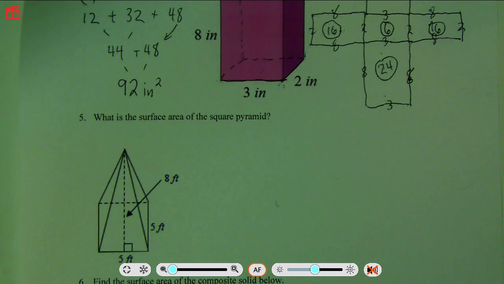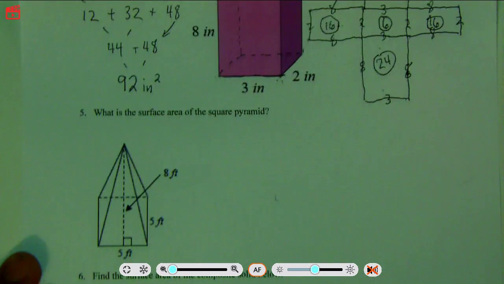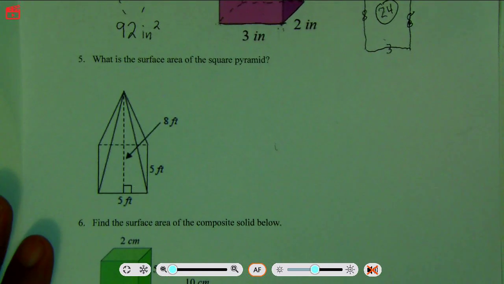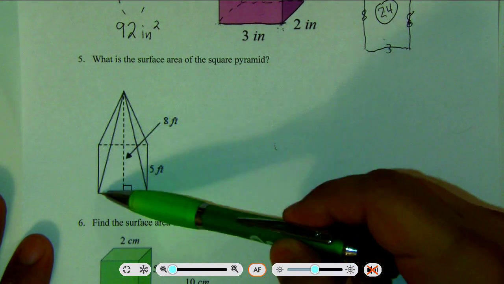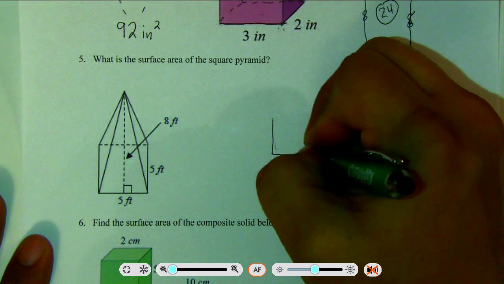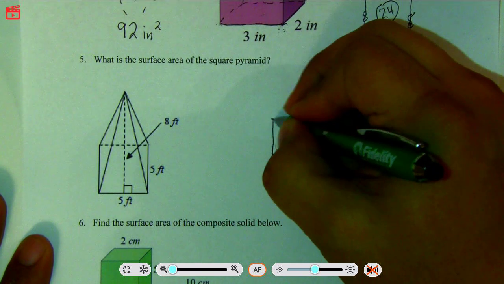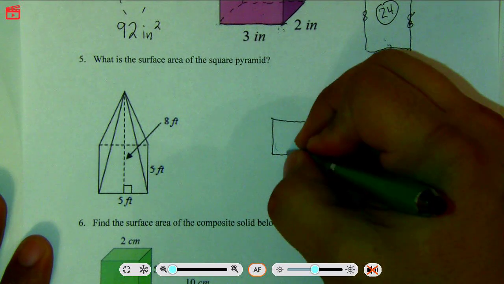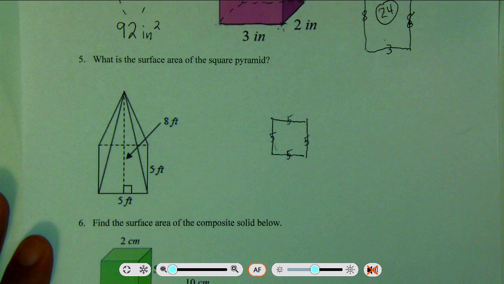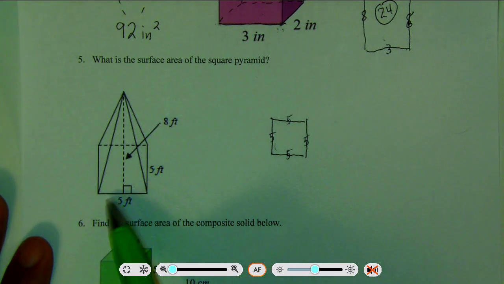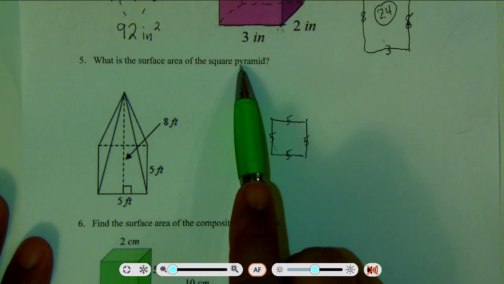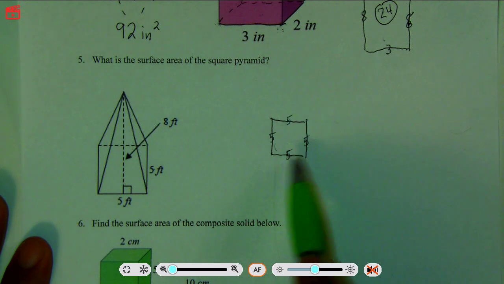Number 5, what is the surface area of the square pyramid? Well, we're going to do the same thing. We're going to make a net. So I'm going to peel this back. The base of this pyramid is a square. So we draw a square. That's our net. 5 by 5, so I'm just going to put a 5 all the way around. The 5 by 5 tells me it's a square. It also tells me in the written description it's a square pyramid. So the base is a square, and I'm very comfortable with 5 around.